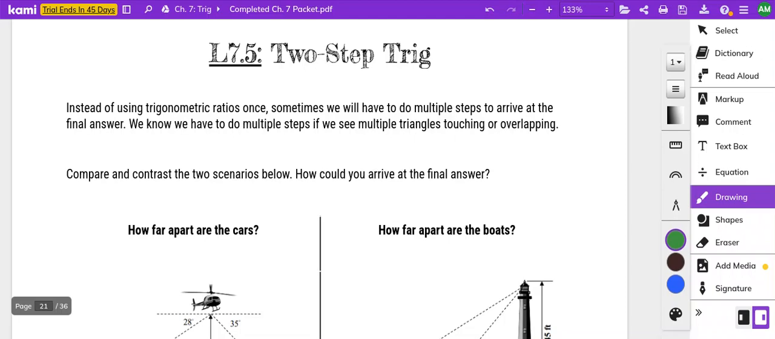This is lesson 7.5, two-step trig. So instead of using trigonometric ratios only one time, sometimes we have to do it multiple times to arrive at the final answer. And we know we have to do multiple steps if we see multiple triangles touching or overlapping. So we're going to compare and contrast the two scenarios below. How can we arrive at our final answer?